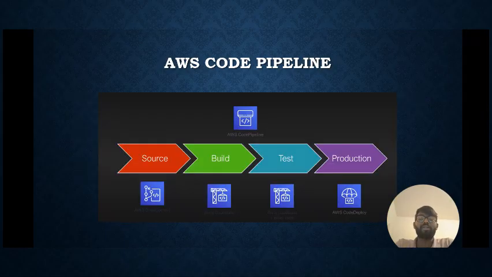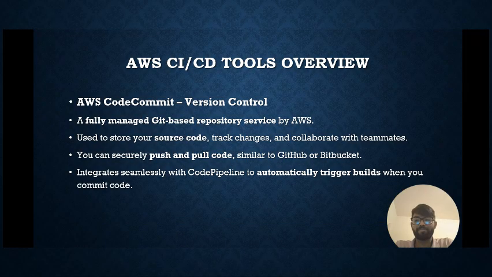In AWS CodePipeline, first we need to commit the code, which means we need to write the code, and then we need to build the code to optimize it, and then test the code to check whether the build is correct or not, and then we go to production with CodeDeploy.